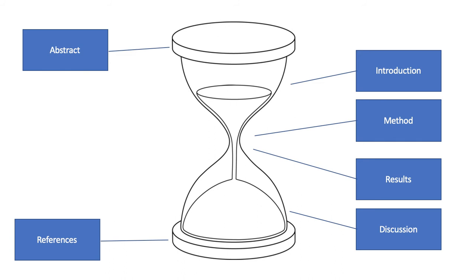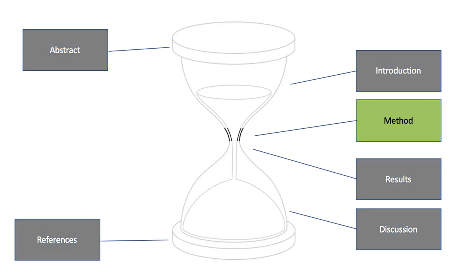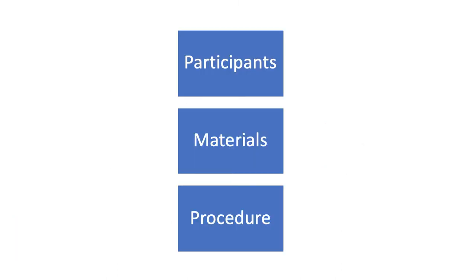Going back to our hourglass idea, you can see how the introduction then funnels down into the method. The method section follows directly after the introduction, and it doesn't begin on a new page. There are three main parts of the method section: participants, materials, and procedure. So basically, who the participants were, what was used to collect the data, and how the data was collected.